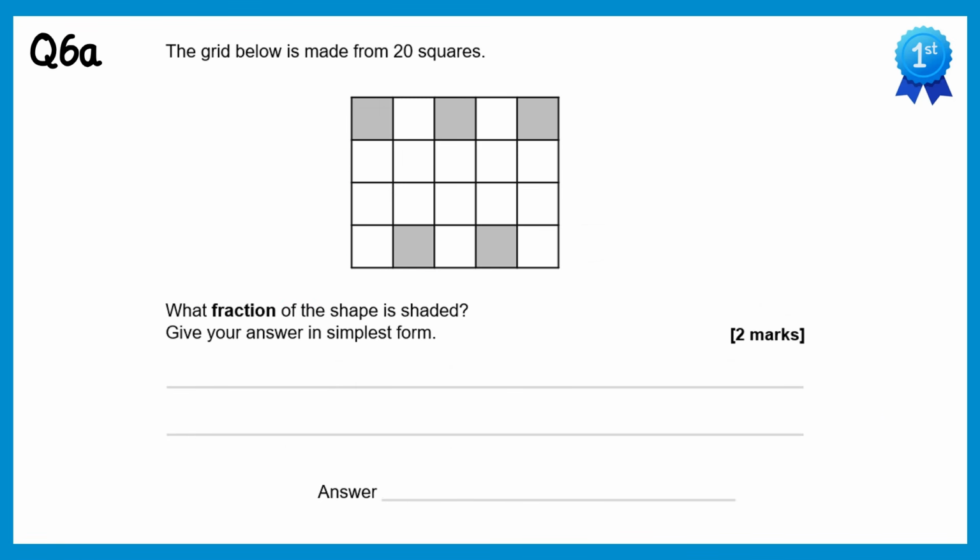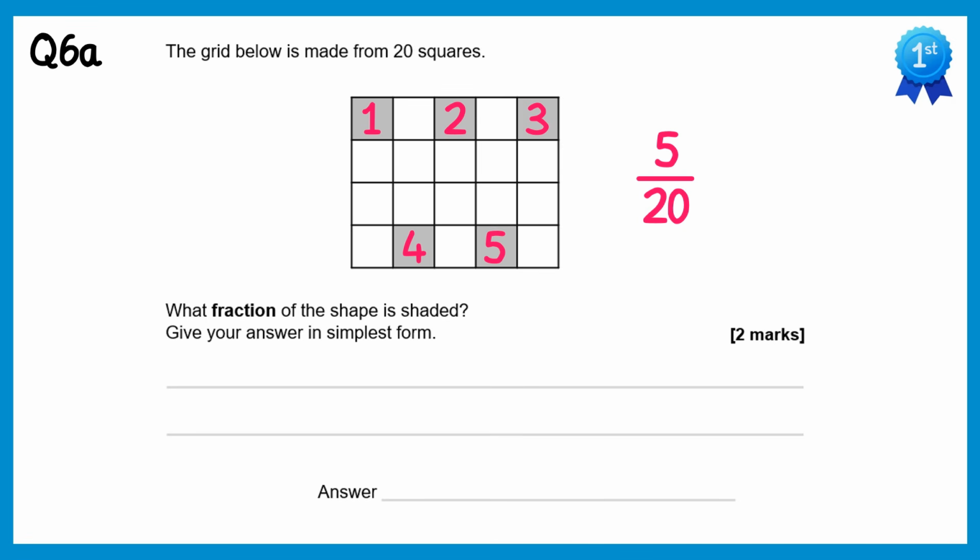In this question we need to write down the fraction that's shaded. So first of all let's count the shaded squares. We have 1, 2, 3, 4, 5. There are 20 squares in total, we're told that at the start of the question, so the shaded is 5 out of 20.